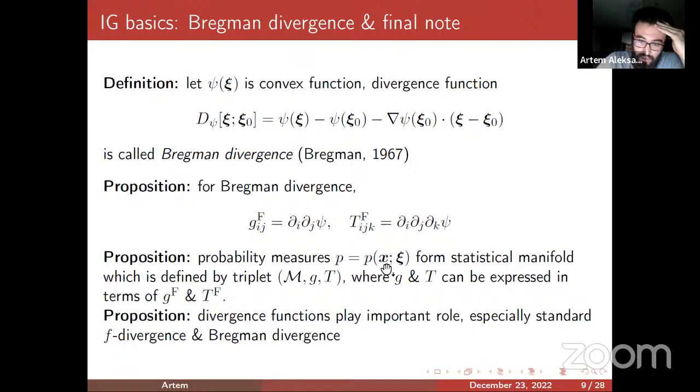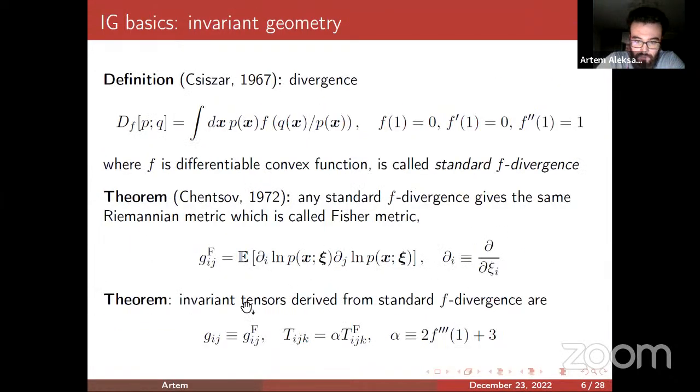And finally, the statistical manifold is the triplet of M, which is the manifold, G, which is the Fisher metric, and T, which is the skewness tensor. For any standard F divergence, the metric G is equal to the Fisher metric, and the skewness tensor T can be expressed via the tensor TF. It is the last formula on this slide. For any standard F divergence, the metric of the statistical manifold coincides with the Fisher metric, and the skewness tensor is given by the following formula.